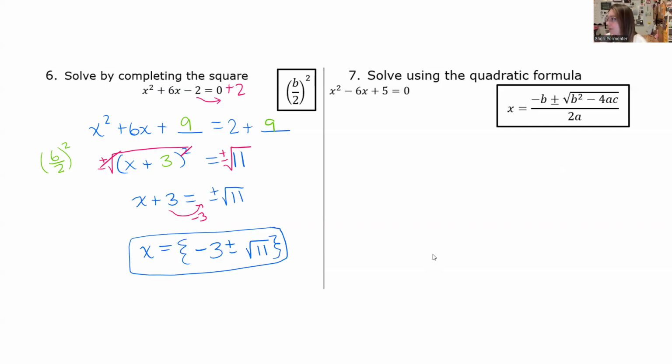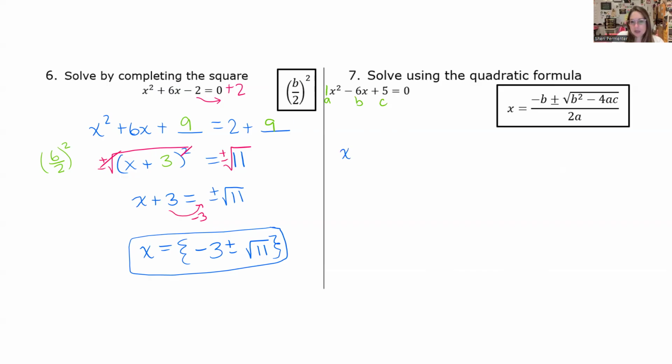And our last problem, we're going to solve using the quadratic formula. So when we use the quadratic formula, you have to have values for a, b, and c. We'll plug into the formula. And a, b, and c are in that order. You can label them if you'd like. We've got a, b, and c. What's the number in front of this x if there isn't one? A 1. So a is 1, b is -6, and c is 5.